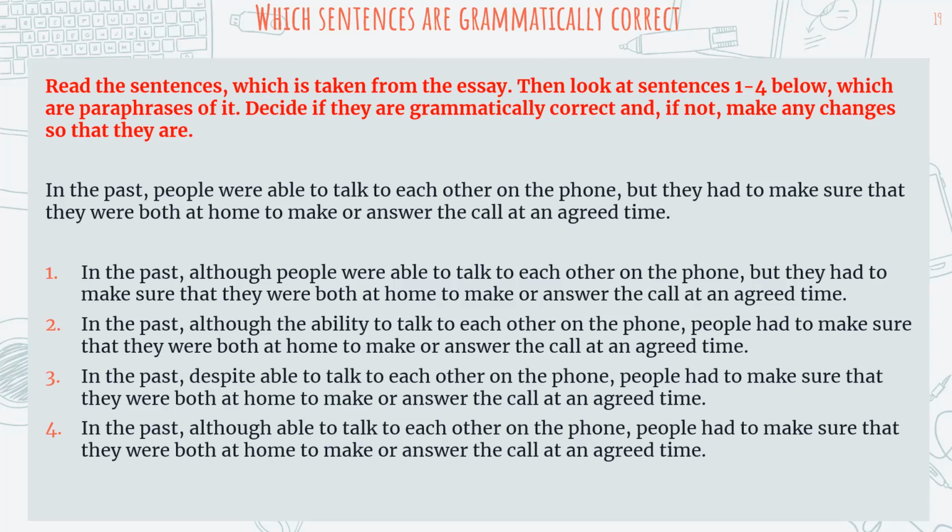Now we need to read these 4 sentences. 1, in the past, although people were able to talk to each other on the phone, but they had to make sure that they were both at home to make or answer the call at an agreed time. 2, in the past, although the ability to talk to each other on the phone, people had to make sure they were both at home to make or answer the call at an agreed time. 3, in the past, despite able to talk to each other on the phone, people had to make sure that they were both at home to make or answer the call at an agreed time. 4, in the past, although able to talk to each other on the phone, and so on.